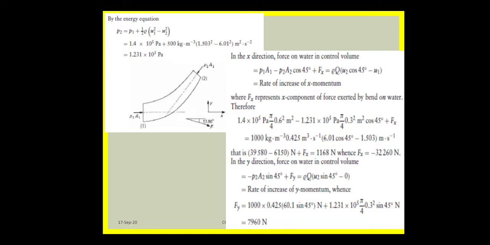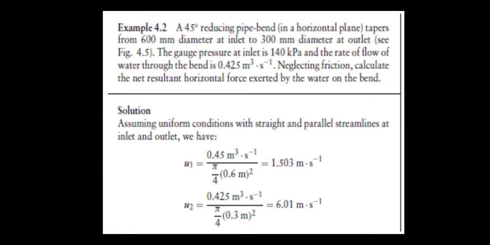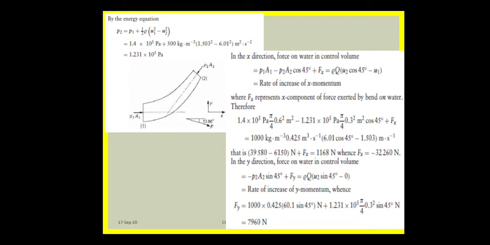Now applying the values there: how much P1 is given in the question? P1 is given as 140 kilopascals, convert it, you are getting 1.4 into 10 to the power of 5 pascals plus 1 by 2 rho. So 1 by 2 rho, where we are getting 1000 by 2, that is 500 into u1 value square minus u2 value square. Now after solving this, you are getting 1.231 into 10 to the power of 5 pascals.